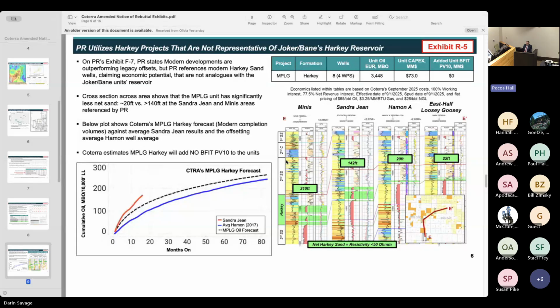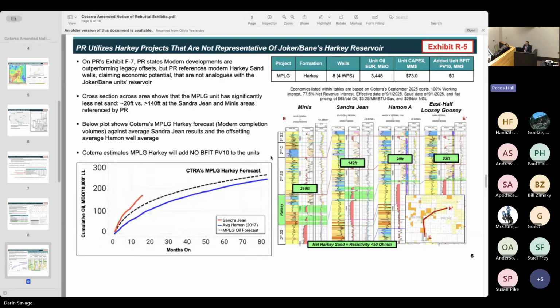I can. So on PR's Exhibit F7, they state that modern developments are outperforming legacy results offsetting Permian Resources in the Harkey Sand. And so they state that there's economic potential. Coterra finds issue with this because the wells that they're referencing to make this statement are not located near Mighty Pheasant Loosey-Goosey units. The chart on the bottom right, the cross section of the logs, illustrates the Harkey Sand, and it effectively highlights the net sand that we believe the Harkey Sand provides.